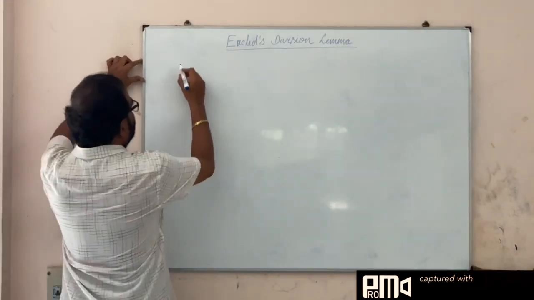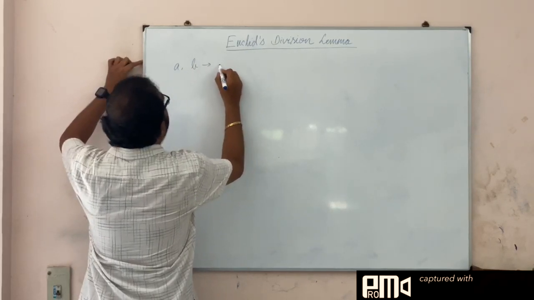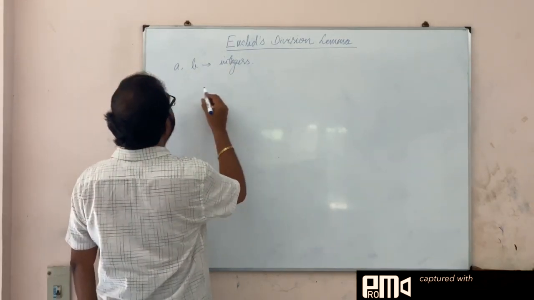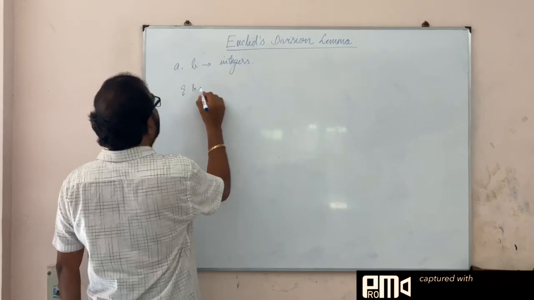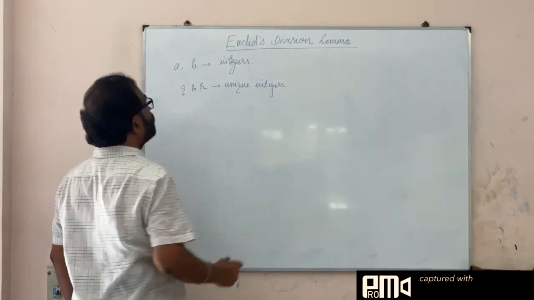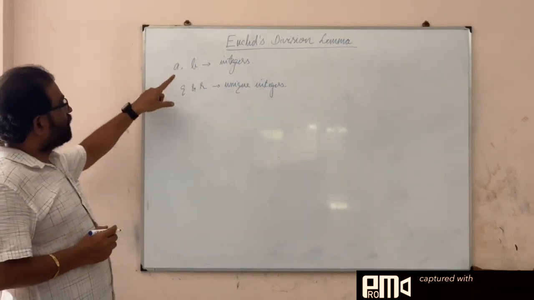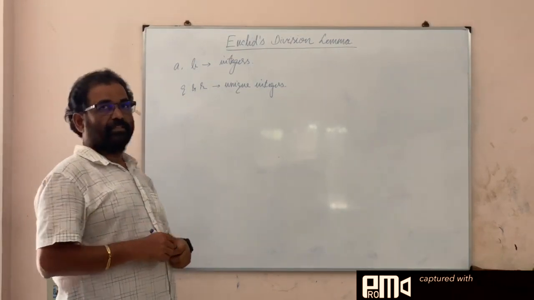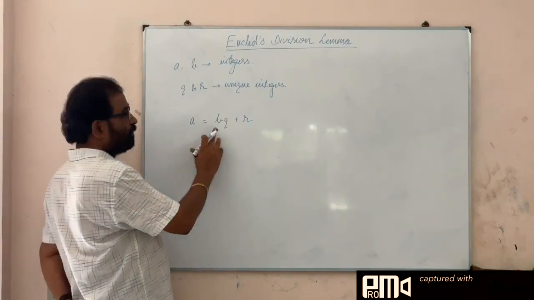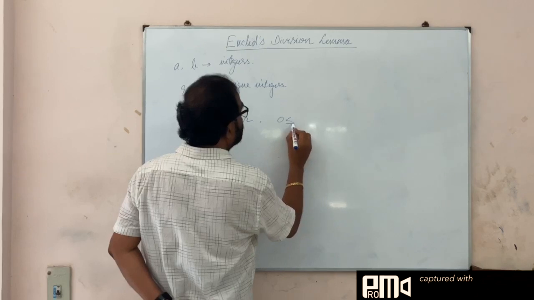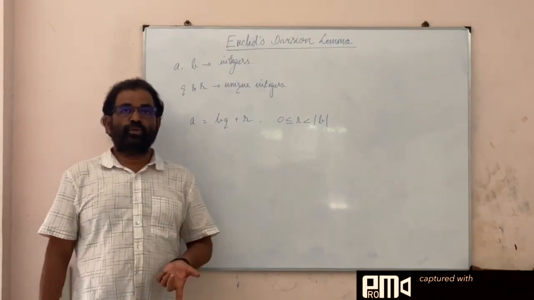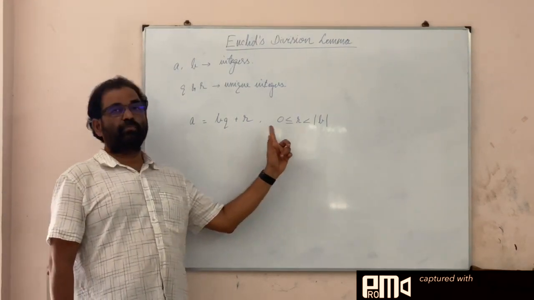He said, let A and B be two integers, any two integers, then there exist unique integers Q and R such that A is equal to B into Q plus R, where 0 is less than or equal to R, which is less than modulus of B. He said that any two integers can be expressed in this form: A is equal to BQ plus R.